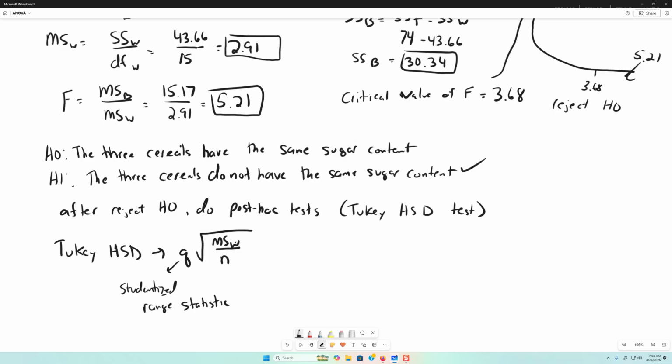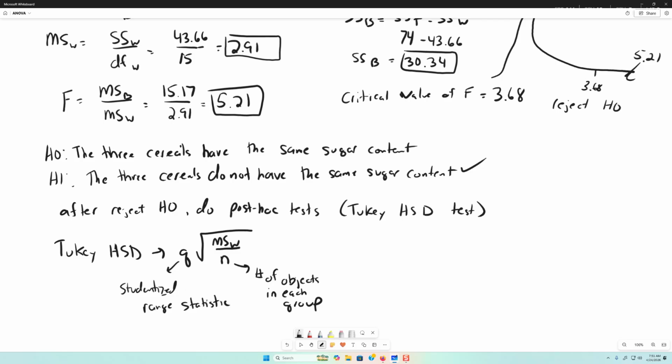The mean squares within we already calculated here. It's over here at 2.91. And N is the number of participants or objects, in this case objects, in each group. So that's the sample size in each group. This formula assumes that the group sample sizes are equal. They don't have to be equal, but this formula assumes that they're equal. If they're not equal, you're going to use the smallest n, right? But most of the time they are equal.